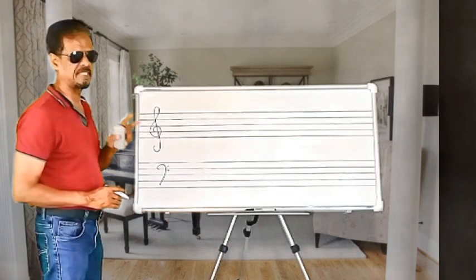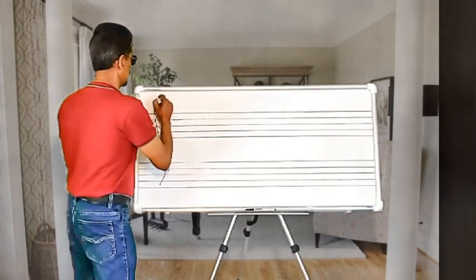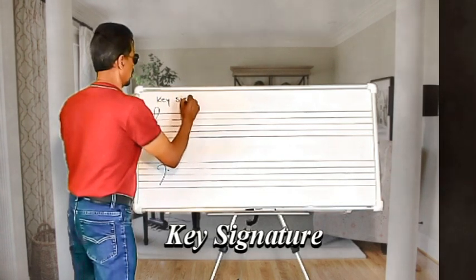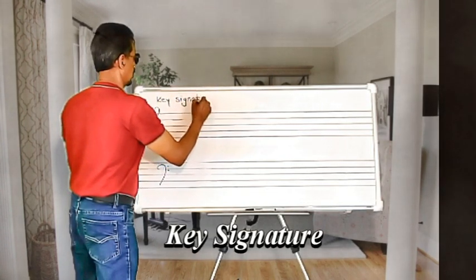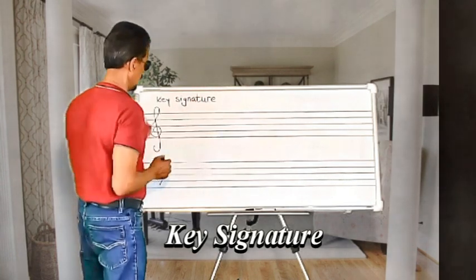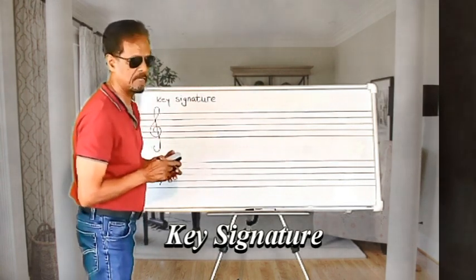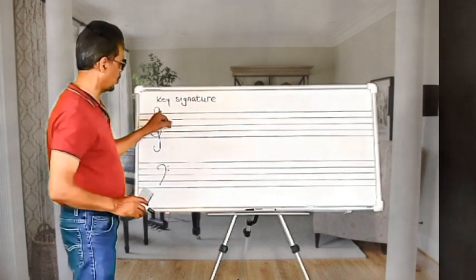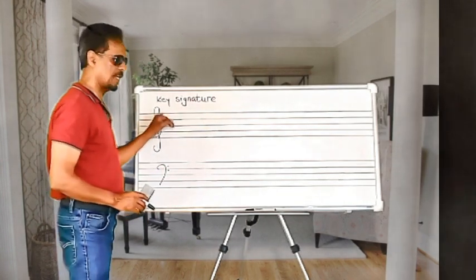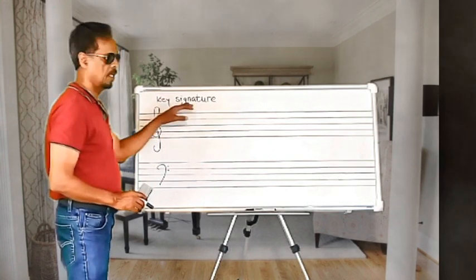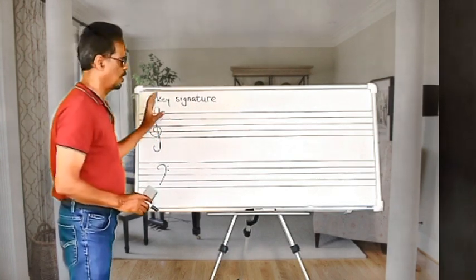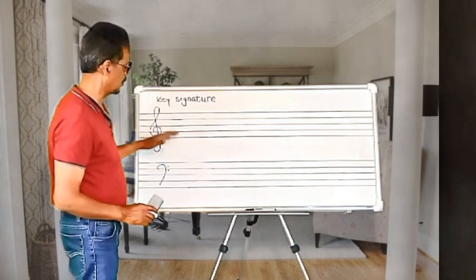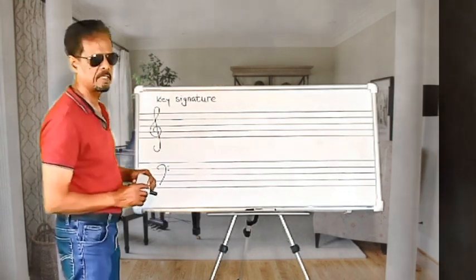This is called the key signature. We will learn later that we will have other signs to be attached to this sign, which will make the key signatures of the piece that has been written. This we call the key signature.